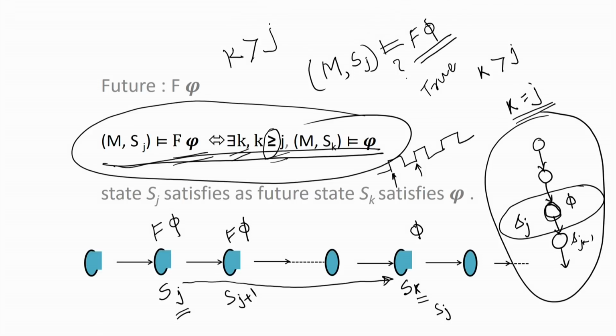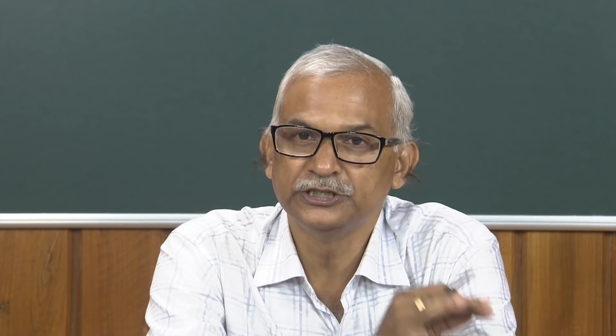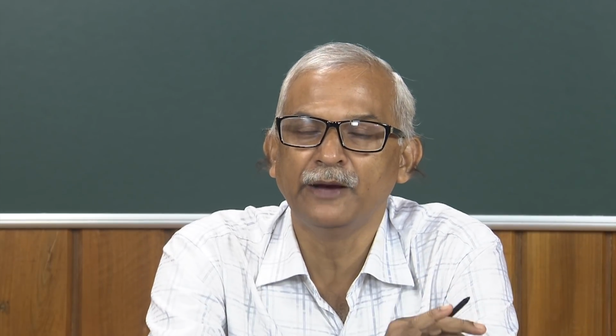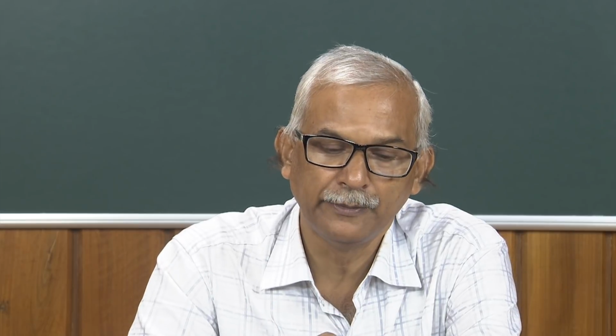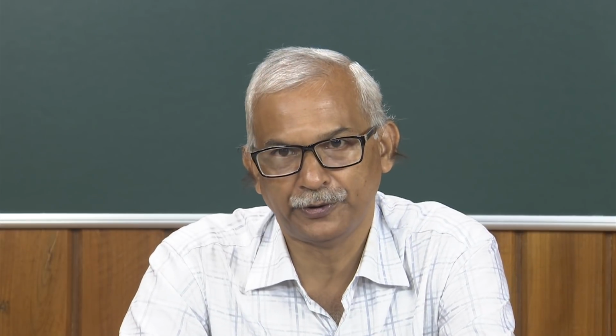So, that is why F phi, future phi, is true in S j if we have such behavior. Even if in the very next state phi is false, F phi is still true in S j because future includes the present. So, this is the notion of timing that we have incorporated while giving the meaning of those particular temporal operators.